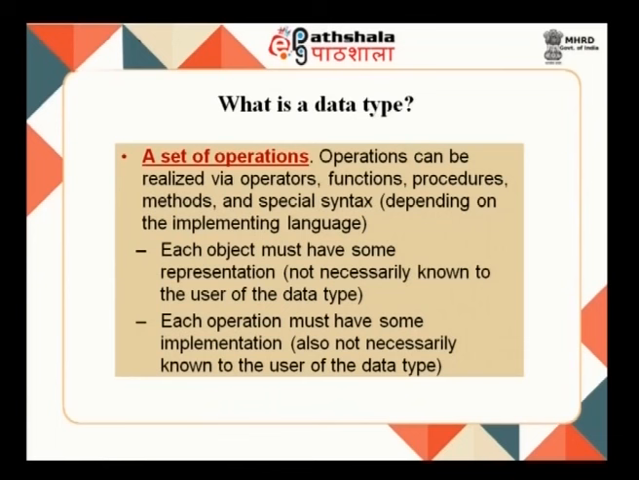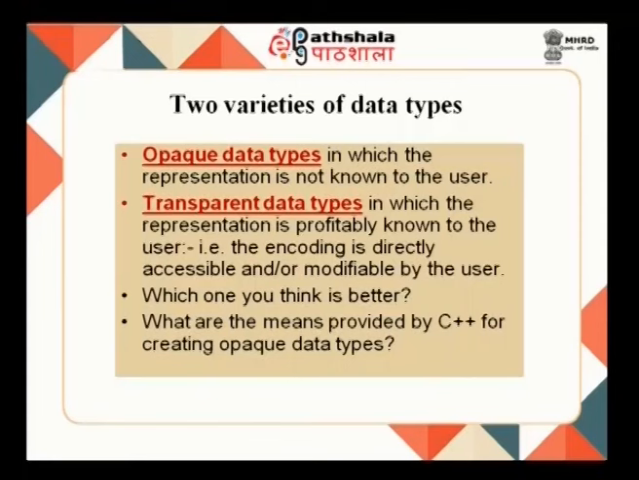A data type also has a set of operations, which can be realized via operators, functions, procedures, methods and special syntax depending on the implementation language. Each object must have two aspects. One is a representation, not necessarily known to the user of the data type, but it should have a representation, and each operation associated with the data type must have an implementation. So, a data type consists of a set of objects and a set of operations, and the data objects have to be represented. Each of the operations associated with that data type has to be implemented, and this also need not be known to the user.